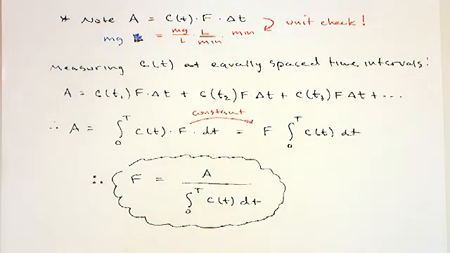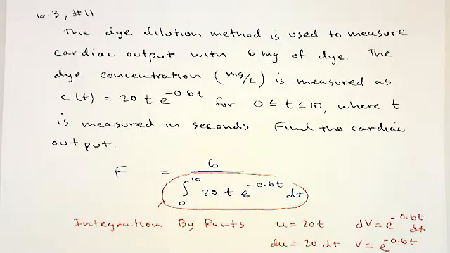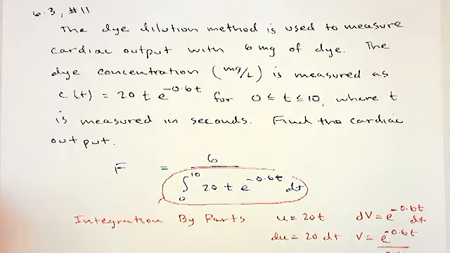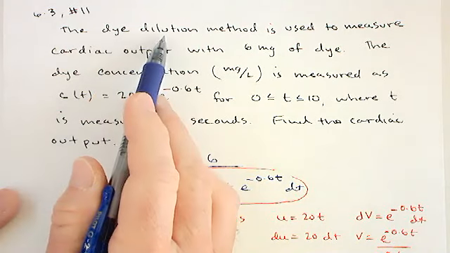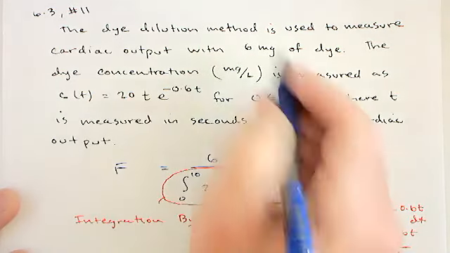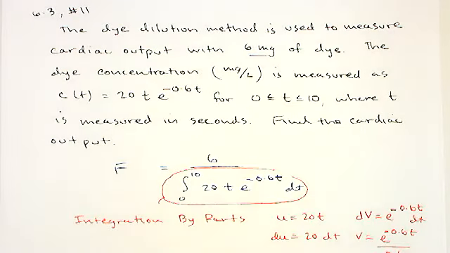So an example using this formula, this is number 11 from our book. They're describing what's happening. They're going to inject a dye. It's going to dilute over time. And so there's a known amount, right? This would be your amount of dye. That's A. This is A.